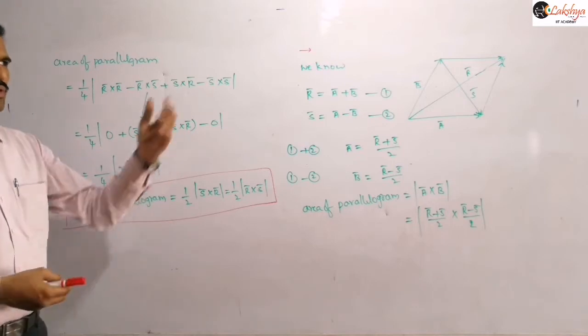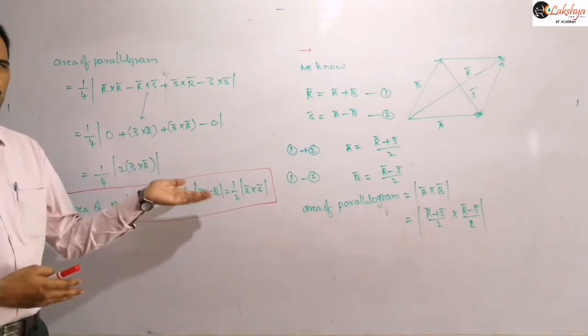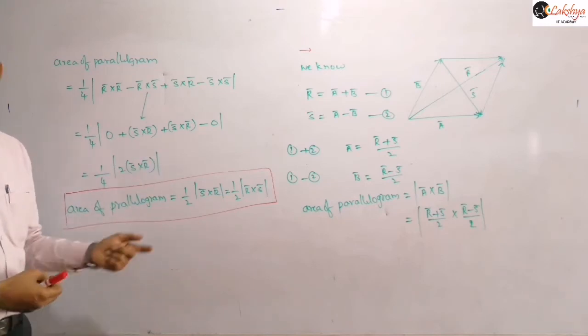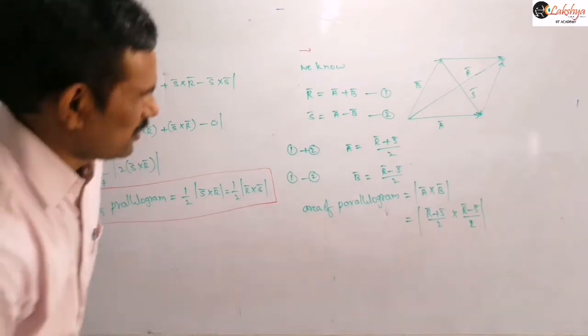So sometimes they will give the diagonals, so then you can directly use this formula here. You can find the cross product of those two diagonals, then divide by 2. That gives the area of this parallelogram.